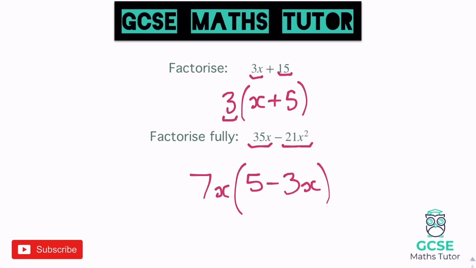Just a note, if you didn't take the 7x out and you just took a 7 out, for example, this wouldn't be factorised fully, you'd have got 7 brackets 5x minus 3x squared. And you can see in that bracket there's still an x in both these pieces. There's a little hint there that you didn't fully factorise it.